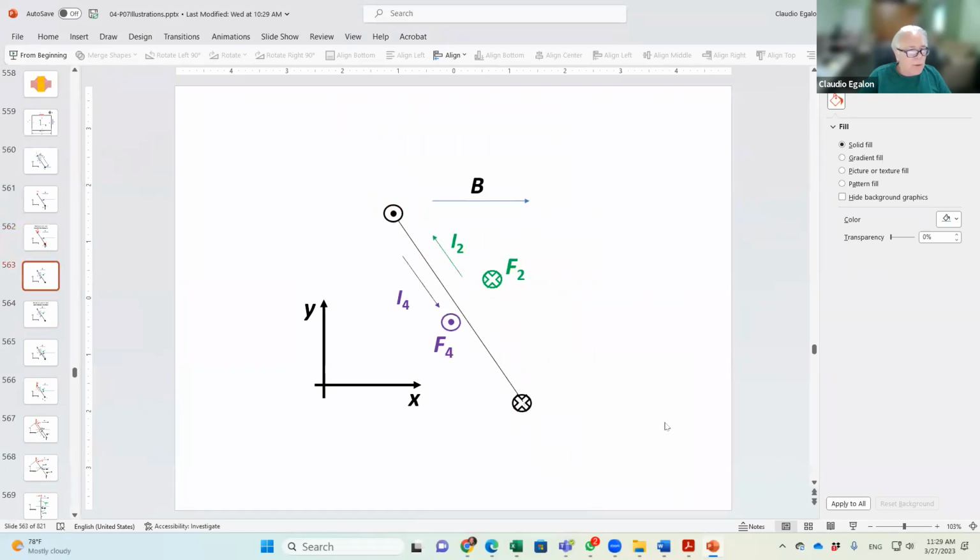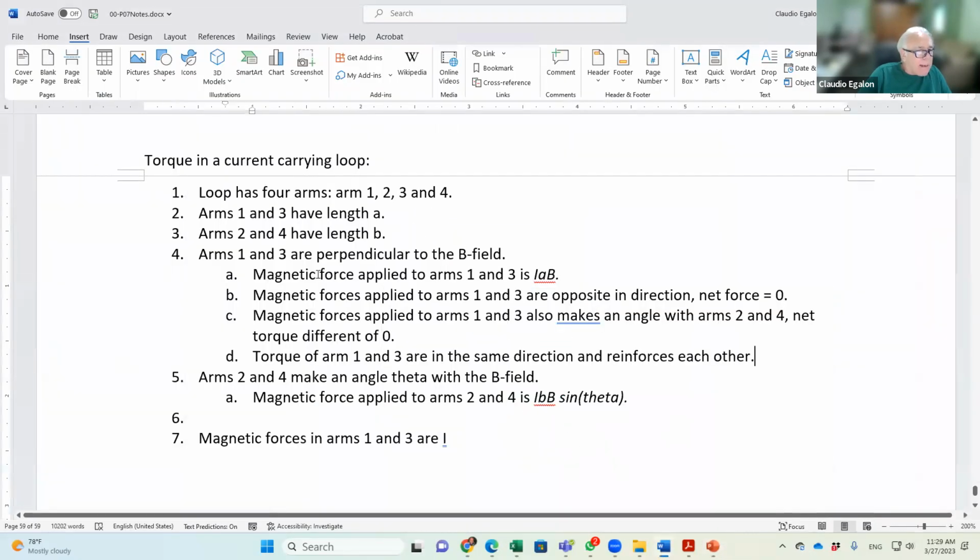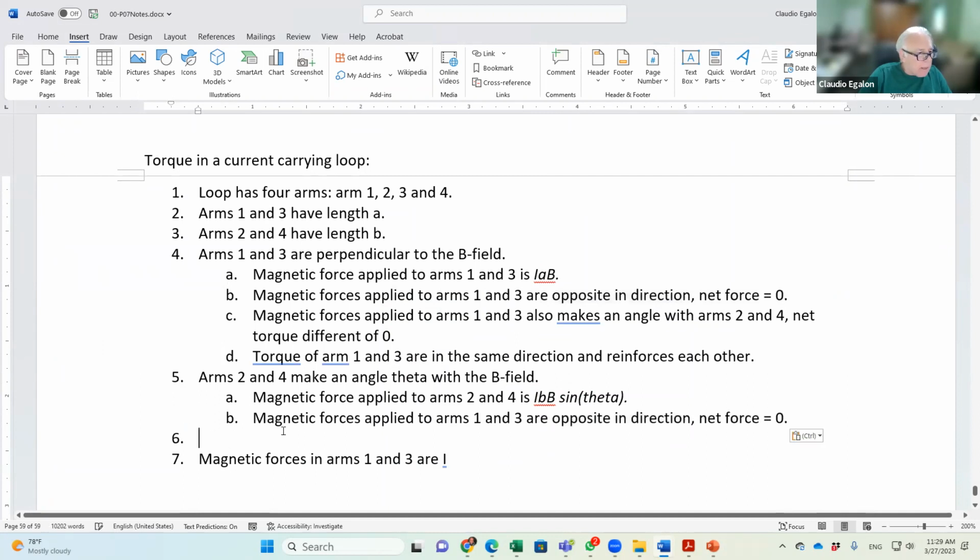Now, what about arms 2 and 4? Magnetic force applied to arms 2 and 4 is I B b sine of theta. Magnetic forces applied to arms 2 and 4 are opposite in direction. Net force is equal to 0.